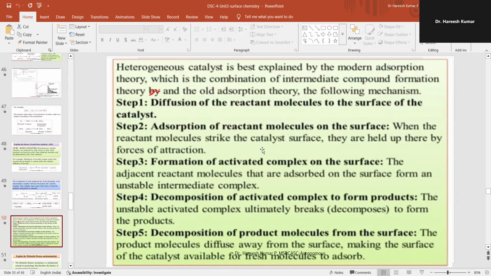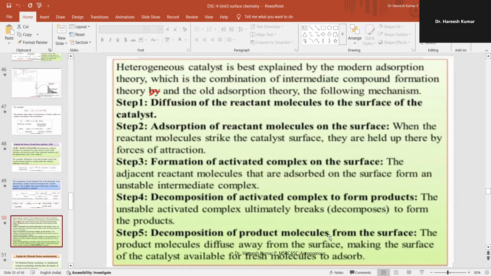When the reactant molecules strike the catalyst surface, they are held there by the force of attraction. Step 3, formation of the activated complex on the surface. The adjacent reactant molecules that are adsorbed on the surface form an unstable intermediate complex. Step 4, decomposition of the activated complex to form products. The unstable activated complex ultimately breaks to form a product.